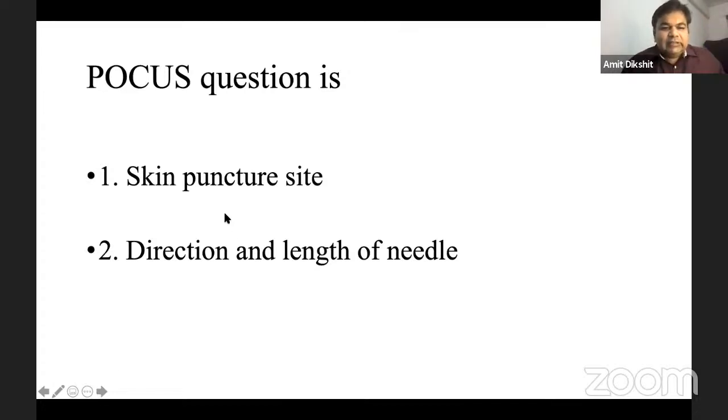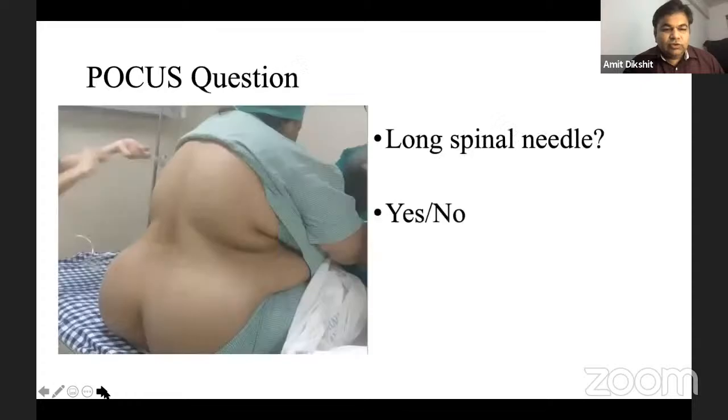So where is the skin puncture site? Where should I put my needle? What should be my direction? These are the simple questions. You please answer them. I don't want the facet thing and other details of sonoanatomy. So here, for example, my focus question is: are we requiring a long spinal needle?